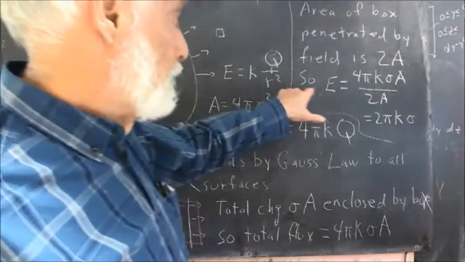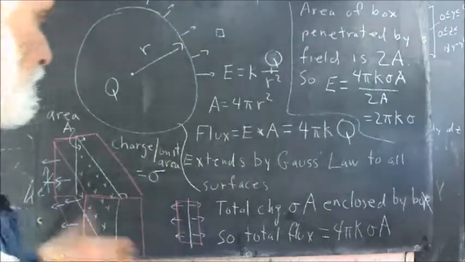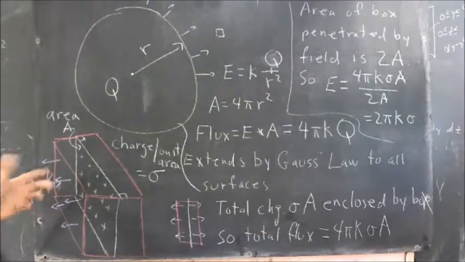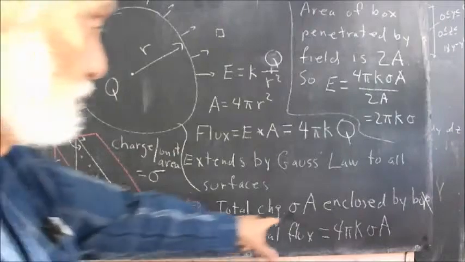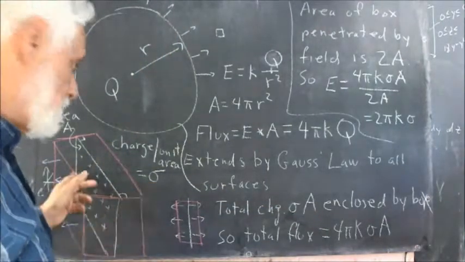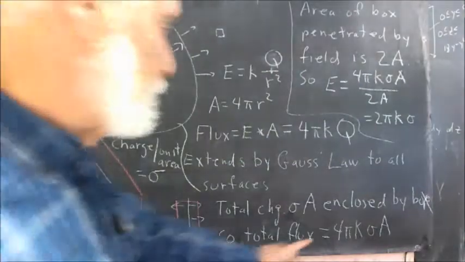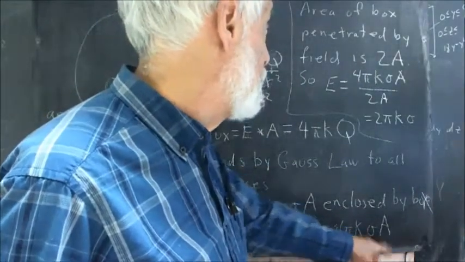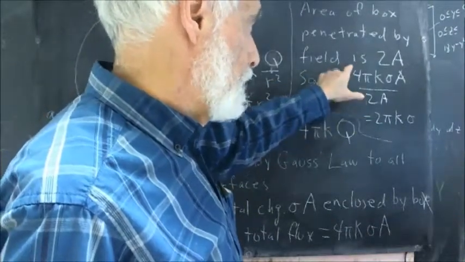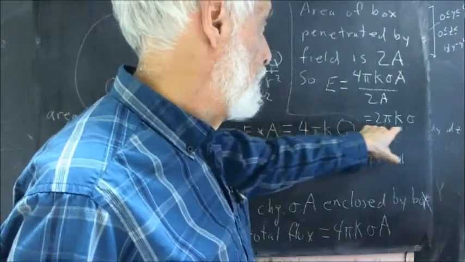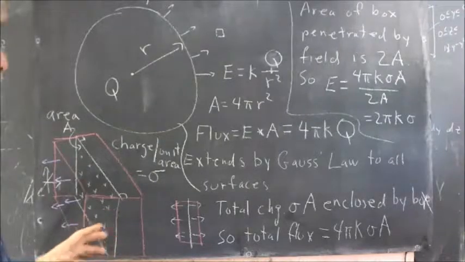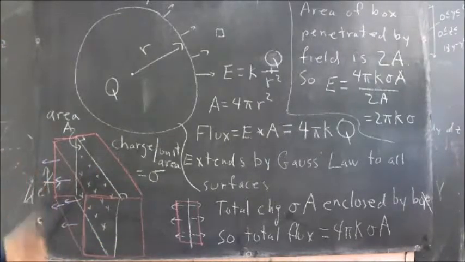It follows then that the field is what? Well, how much charge is enclosed by this box? Total charge enclosed is sigma A, the charge per unit area multiplied by the area. So total flux has to be 4 pi k sigma A. The electric field then is the total flux divided by the area, and that comes out very easily to 2 pi k sigma.